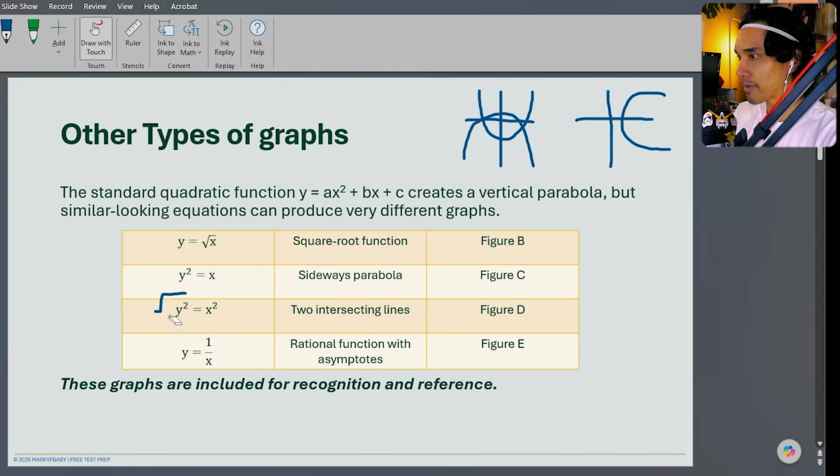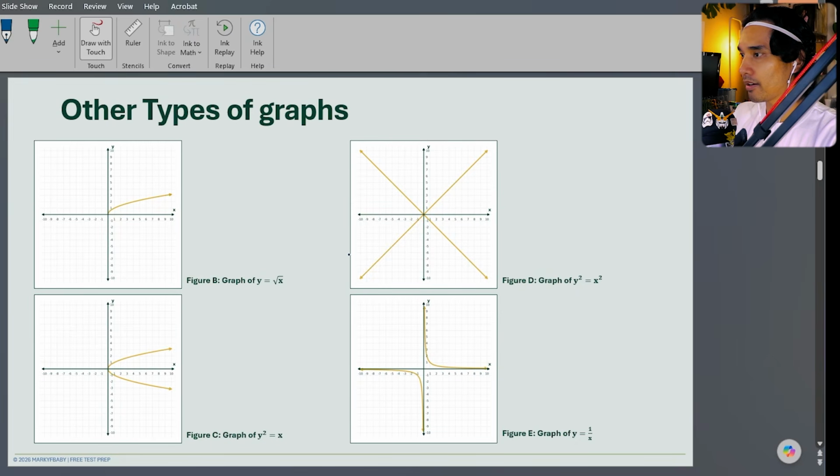And then we have something here, y is equal to 1 over x. This is a rational function with asymptotes. That is Algebra 2 touching onto calculus. You might see them on the test. However, I would completely ignore them and disregard them as an answer choice. Okay, and here are the functions as graphs.